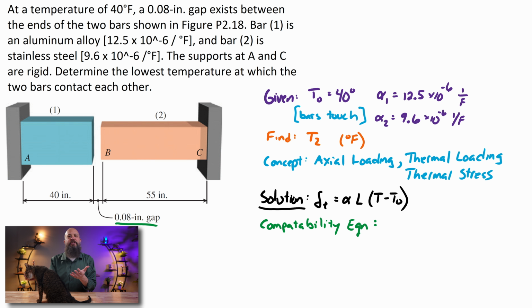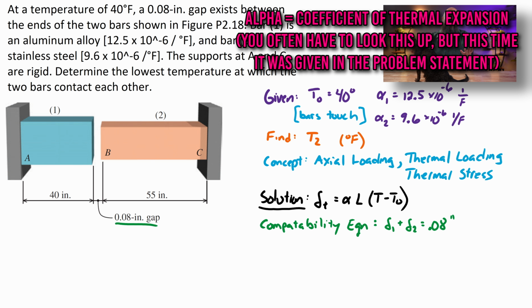In this case, since we're given that the two bars just barely contact each other, the compatibility equation is that the changes in length, delta 1 plus delta 2, has to exactly equal 0.08, the gap in between them. So we can write out then the two equations for delta, right? Alpha L delta T, where I'm using a different value for alpha for each material, which I have to look up in a table.